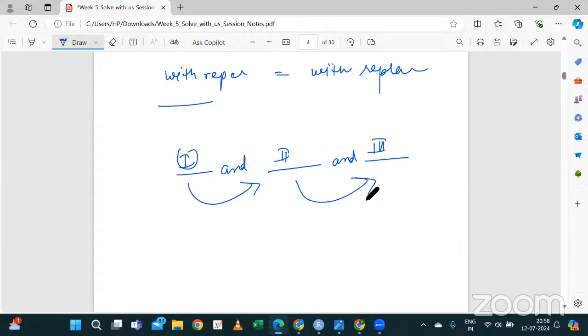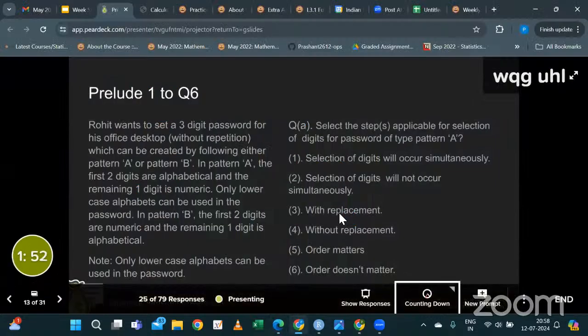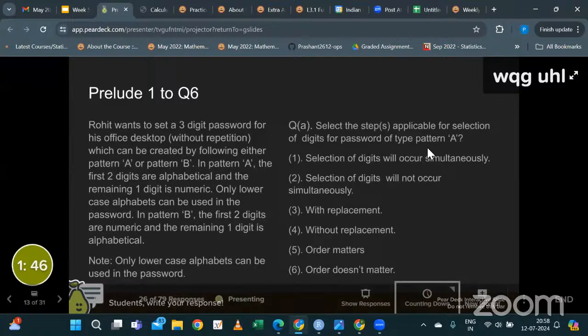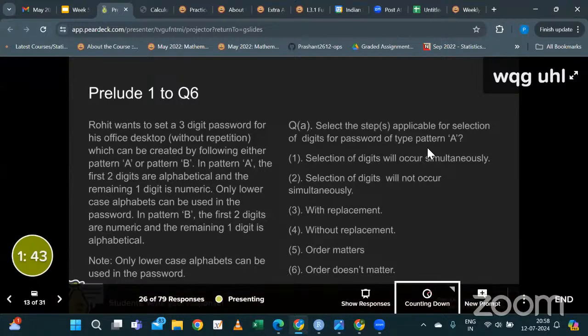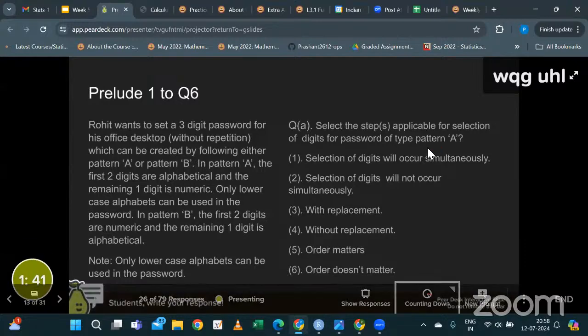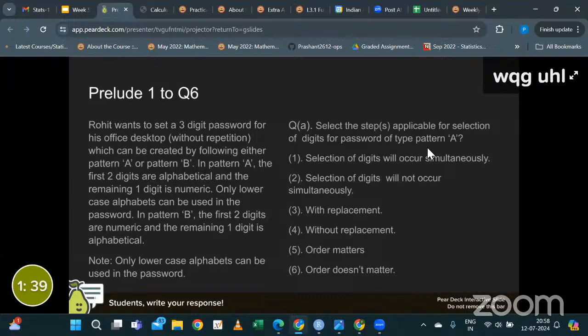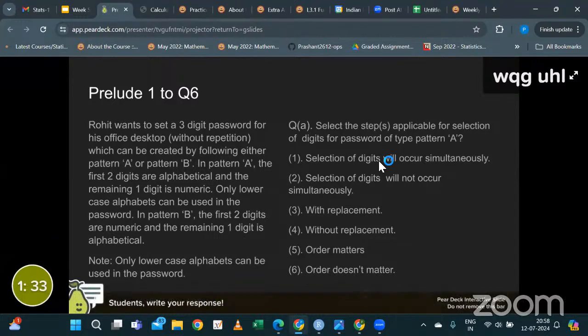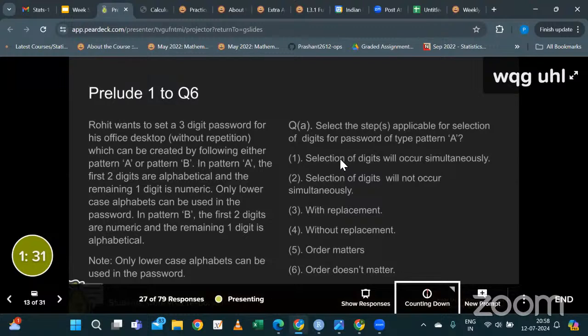Sir, what if I told you that you can create either a 3-digit password or a 4-digit password? Then it's non-simultaneous. But the password generation is still simultaneous. If you talk about a particular pattern, it's simultaneous. So basically, simultaneous means an 'and' process. That means you have to multiply.